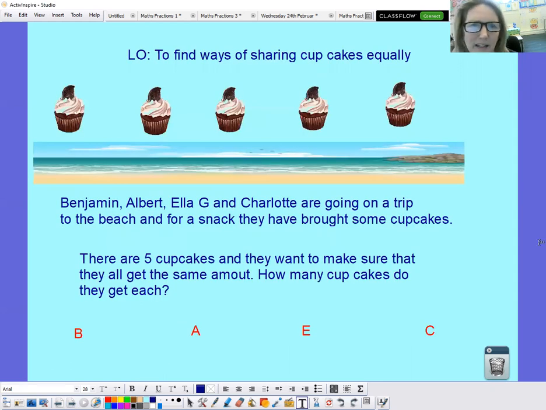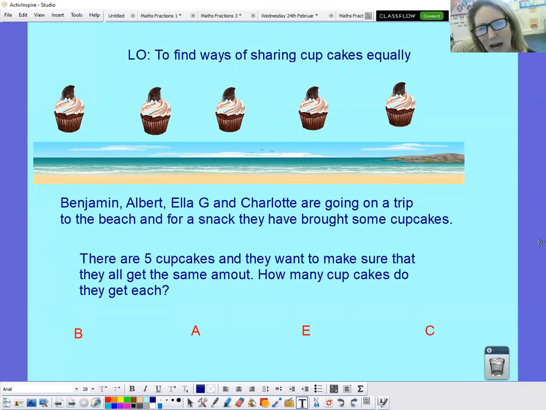So the LO for today is to find ways of sharing cupcakes equally. We're going to think about some scenarios where we're going on trips and the number of cupcakes that we've got is different from the number of children. So we're going to have to chop the cupcakes up. We're going to have fractions of cupcakes, and we're going to think about how much each child would get in different scenarios. So let's read the first question.